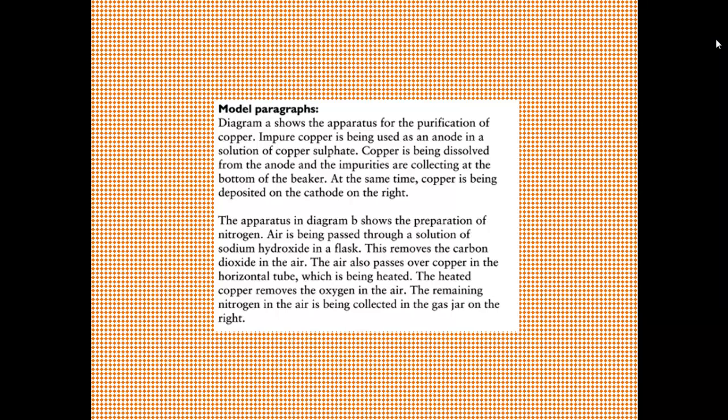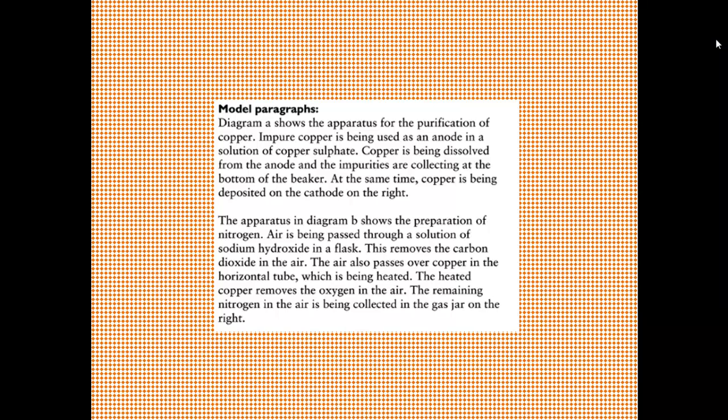Diagram A shows the apparatus for the purification of copper. Impure copper is being used as an anode in a solution of copper sulfate. Copper is being dissolved from the anode and the impurities are collecting at the bottom of the beaker. At the same time, copper is being deposited on the cathode on the right.